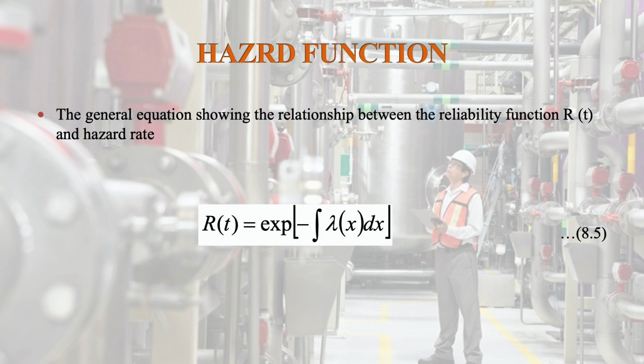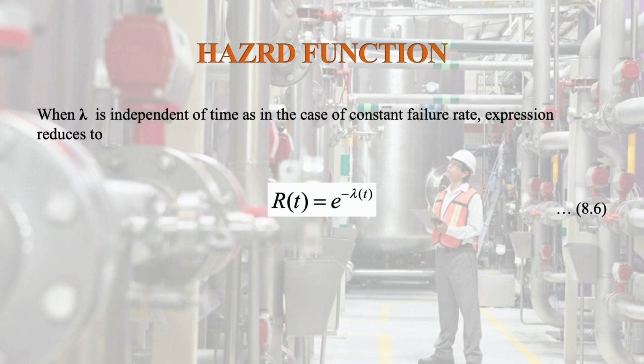The general equation showing the relationship between the reliability function R(t) and hazard rate is R(t) is equal to exponential of minus the integral of lambda(x) dx. When lambda is independent of time, as in the case of constant failure rate, the expression reduces to R(t) is equal to e to the power of minus lambda t.